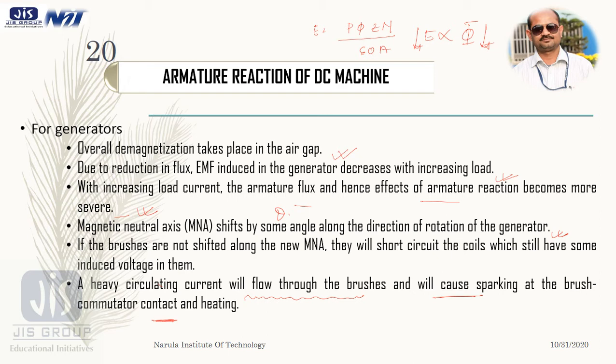So this is the detrimental effect of armature reaction. As the brushes are shifting and there exists some induced EMF, there is a flow of heavy circulating current through the brushes, which causes sparking at the commutator brush segment contact and heats it up. It is possible that the commutator and brushes both get damaged. So this is the detrimental effect of armature reaction.